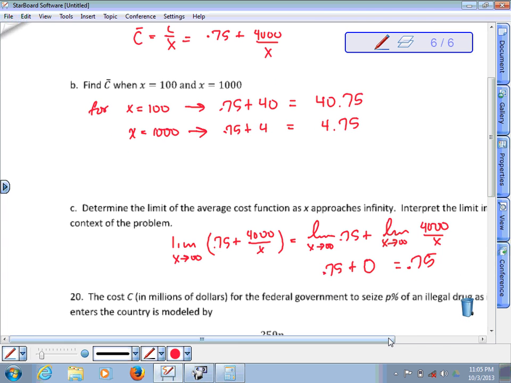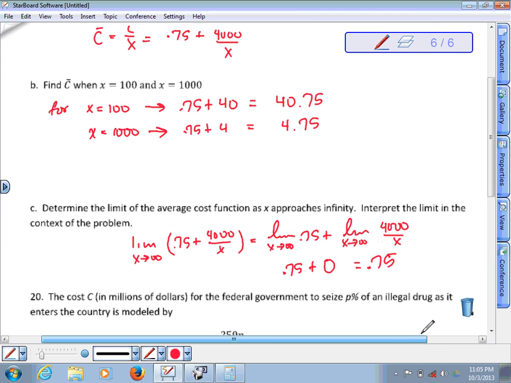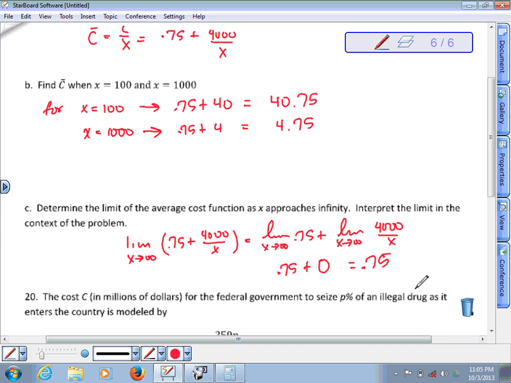Now, the question asks you to interpret this in the context of the problem. They're obviously not going to be able to produce an infinite number of this, but they're not going to be able to produce enough to get an average cost lower than 75 cents. 75 cents is the limit of how low their average cost can go. That's how you would interpret that.